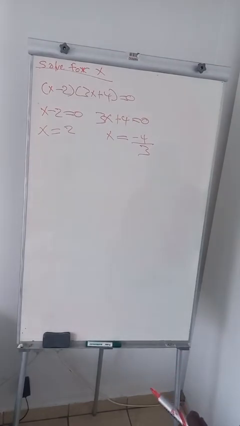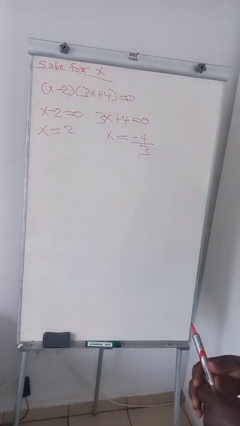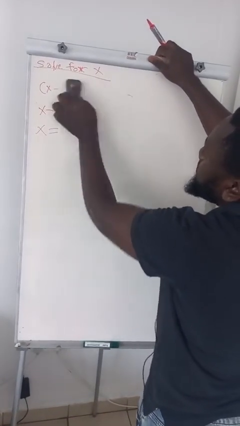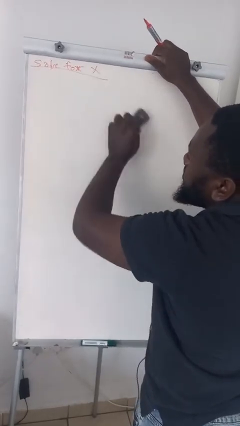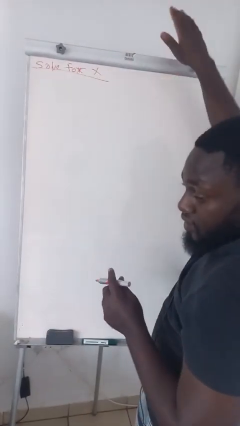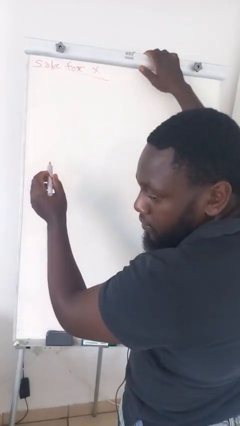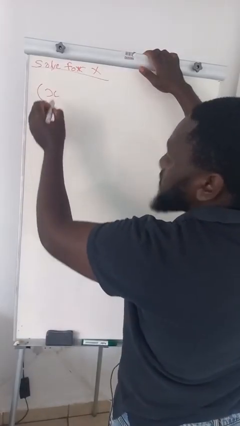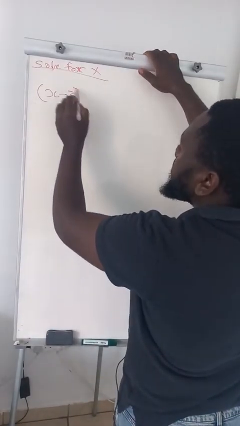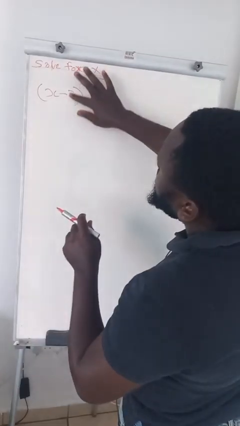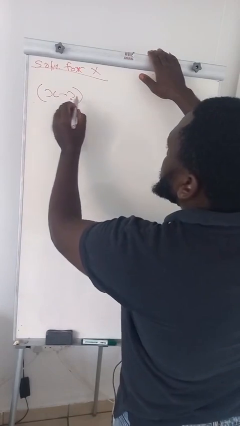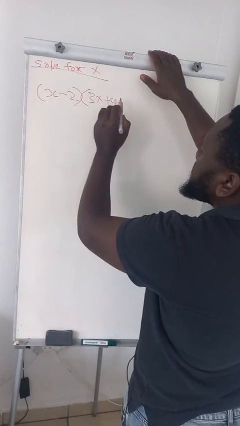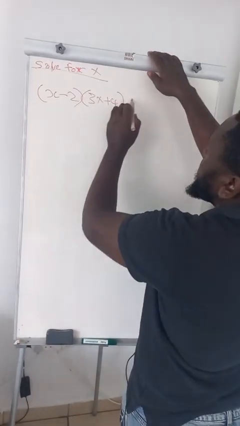And then let's solve this one where it needs more of an inequality. At least this time around they gave us a different one from the previous one. It's still the same question. You're having x minus 2, open bracket, 3x plus 4, close bracket, and then a less than.